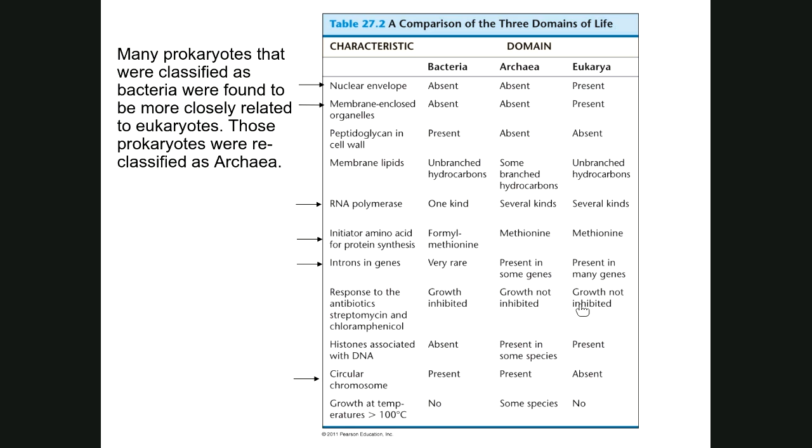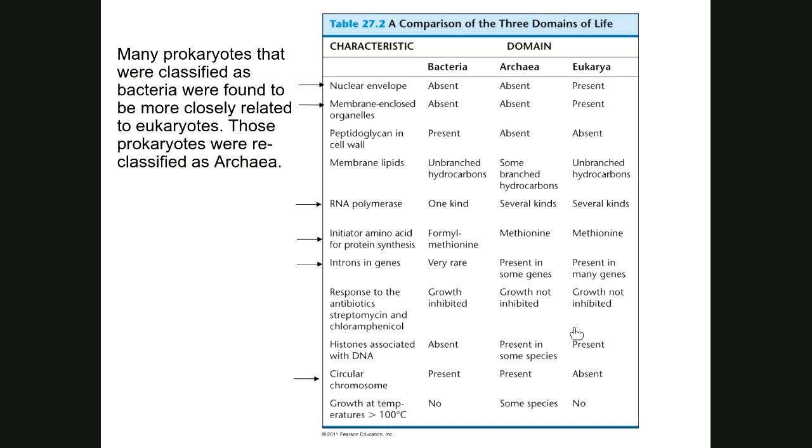But if you look here for archaeans, you tend to find more frequently these non-coding segments called introns, more frequently in archaeans. So it says some, but here you can kind of see it falls in between. And then the last trait, circular chromosome. Well, archaeans have circular DNA just like bacteria. They're all prokaryotes. Eukaryotic DNA is linear. So they say archaeans are more closely related to eukaryotes.